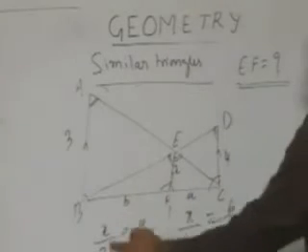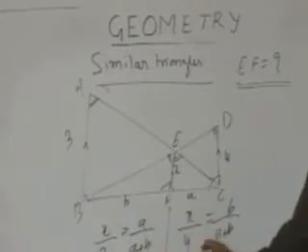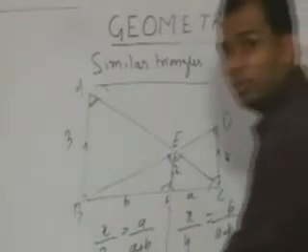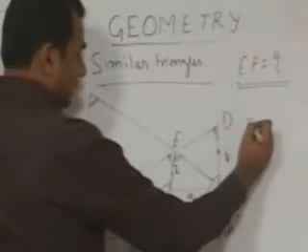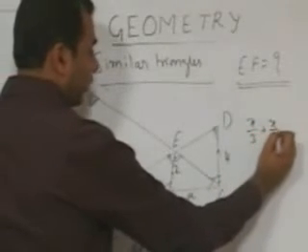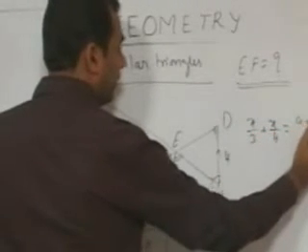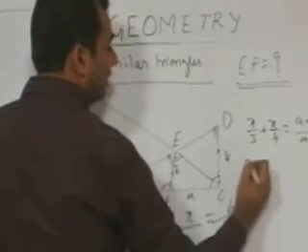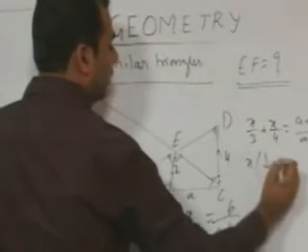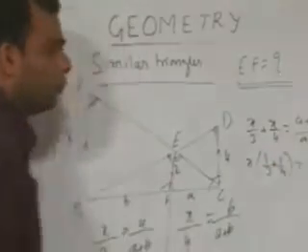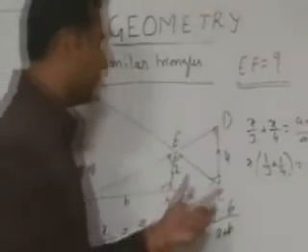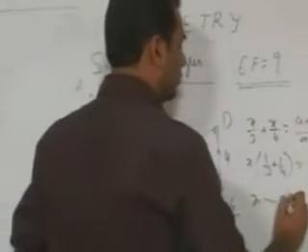So we are getting that x by 3 is equal to a upon a plus b, and x by 4 is equal to b upon a plus b. Now add these two equations. When you add these two equations, what will I get? x by 3 plus x by 4 is equal to a plus b by a plus b, which means x into (1 by 3 plus 1 by 4) is equal to 1. From here we can say that x will be 12 by 7.